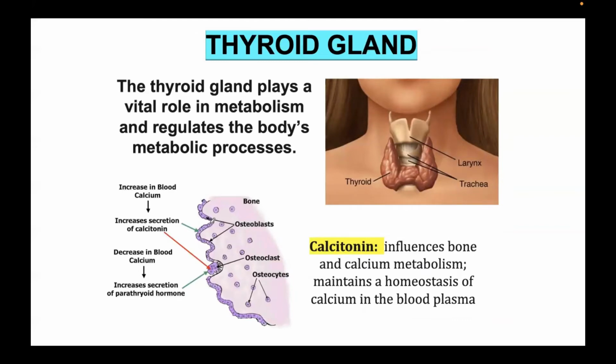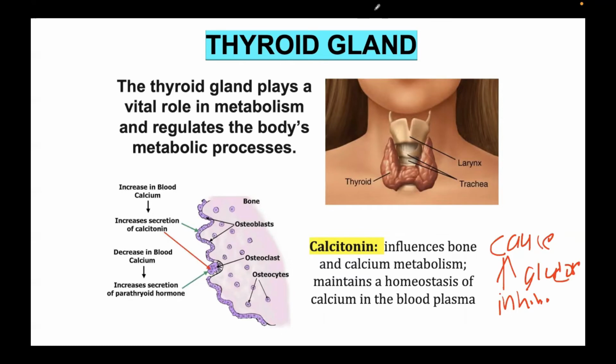Dito pumapasok yung calcitonin natin na hormone. Okay, your calcitonin influences the bone and calcium metabolism. It maintains a homeostasis of calcium in the blood plasma. What else? Ano pa pong masasabi natin tungkol kay calcitonin? So, since your calcitonin influences the bone and calcium metabolism, it also causes the increase of glucose, and also inhibits protein synthesis. And it is also a immunosuppressive and anti-inflammatory.